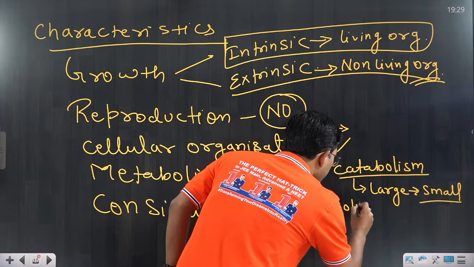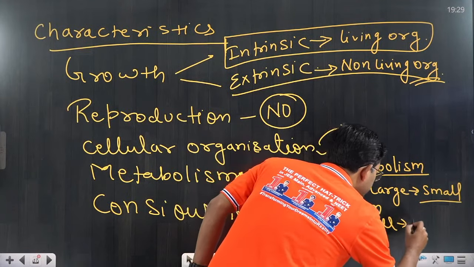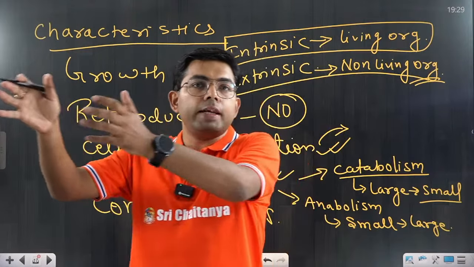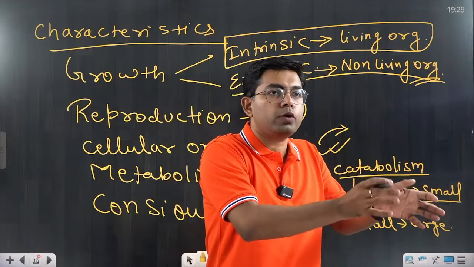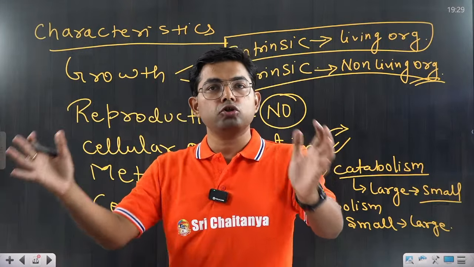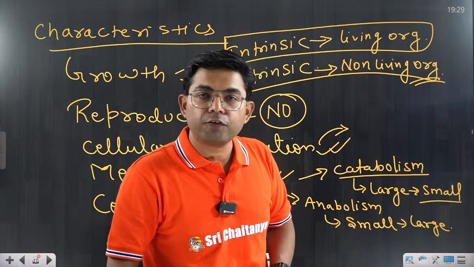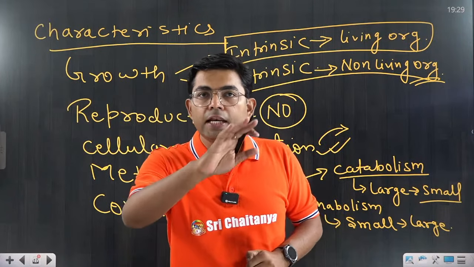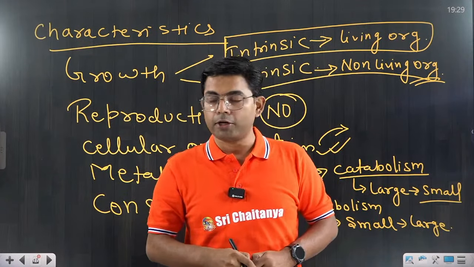is formation of, from small you form large molecule. For example, when you break down glucose into CO2 and H2O, it is a catabolism. But when you make glucose from CO2 and H2O, it is anabolism. So catabolism, anabolism, both together is called metabolism. So is metabolism a defining feature of living organism? Yes, it is a defining feature of living organism. All living organisms will show metabolism.